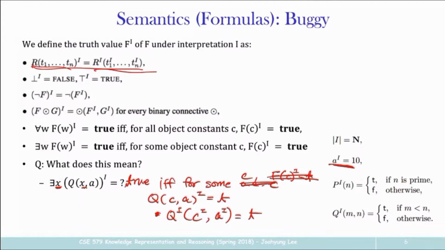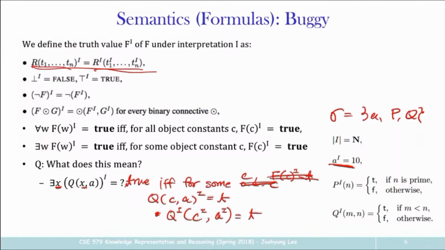How many object constants do we have? Just one. The signature was A, P, Q. The interpretation is only about the signature. How many object constants do we have? Only one, which is A.